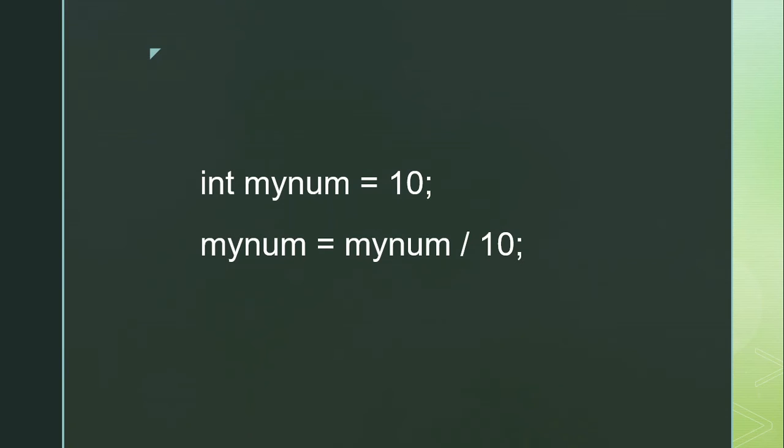This may look a bit confusing at first, but what the second line of code is doing is basically taking the variable, dividing it by 10, and storing it back to the same variable. Therefore, in the end, my variable contains the value of 1.